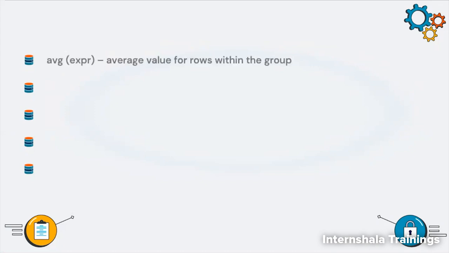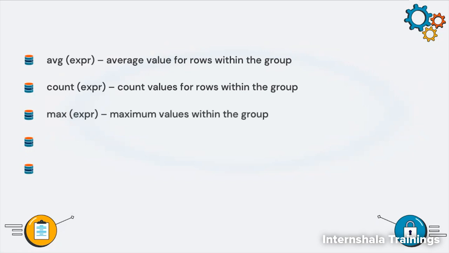So the first one is average. It calculates the average or the mean value of a numeric expression for all the rows within a group. Then we have count. It counts the number of rows in a group. If you provide a specific expression, it counts the number of non-null values for that expression.